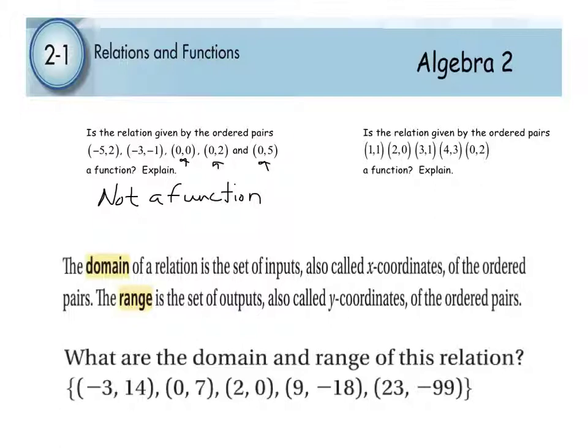Is the relation given by the ordered pairs a function? Over here on the right, you'll notice you have 1, 2, 3, 4, and 0. None of those x values repeat, so this is a function.